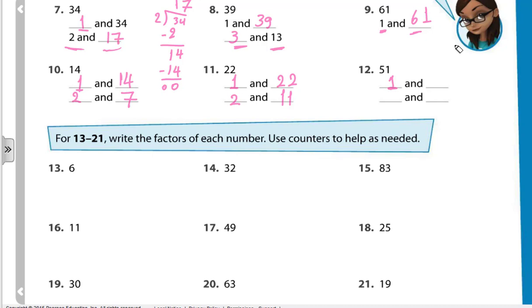1 multiplied by 51 equals 51. Excellent. What else? Is 2 a factor? No, because this number is odd. Is 3 a factor? We don't know. We can do division to know. 51 divided by 3. Let's do it. 5 divided by 3 equals? 5 divided by 3 cannot be... 5 is more than 3. It can be 1.